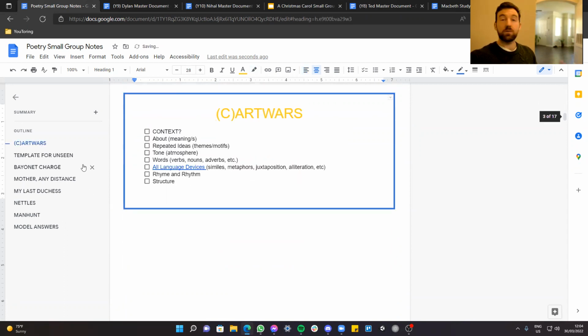As anyone who I've ever done any poetry lessons with knows, I use this thing called CART WARS. So context at the beginning, this is really only for anthology. If you're doing unseen poetry essays, you don't need to know about the context of your poems. You need to know what the meanings behind the poem are, having read it, deeper meanings, why the poem was written. You need to think about any repeated ideas. That's what we'll look at today, particularly themes and motifs.